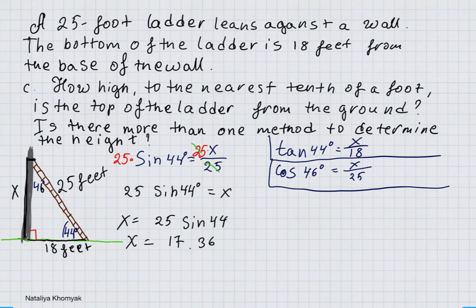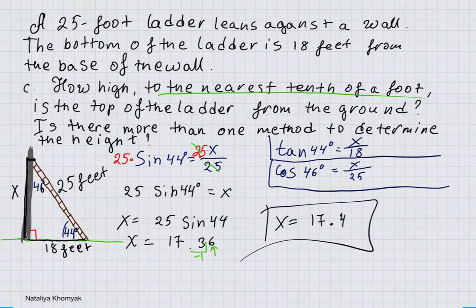17.366, and it keeps on going, but since we need to round it off to the nearest tenth of a foot, I only need 1 decimal place, so I'm rounding off at the 3. I looked at the number to the right of it, and it's more than 5, so we add 1 to our decimal place, and we get our solution for X as 17.4. And this is our solution. That's all.